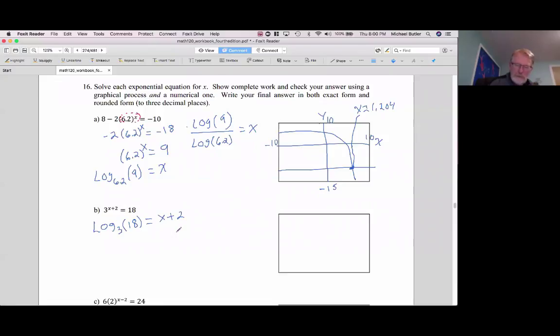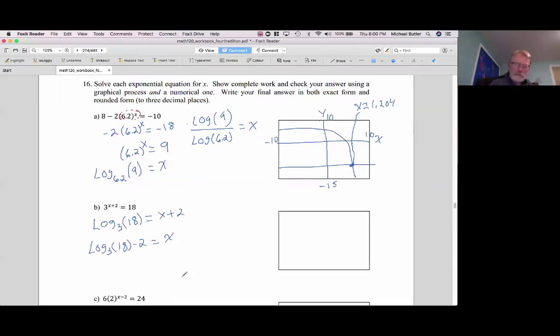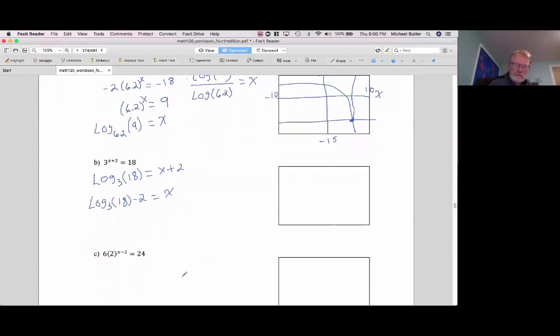Okay, so now the next thing I've got to do is solve for x. I've got to get that 2 off of there by subtracting 2 from both sides. So logarithm base 3 of 18 minus 2 is equal to x. Is that making sense? Brittany, it's good. Jamie, it's good. I did it different, but got an answer. So let's see if we get the same answer, okay?